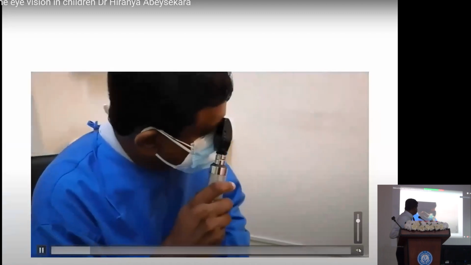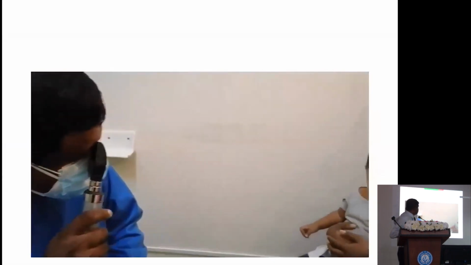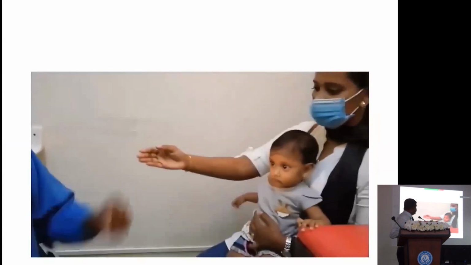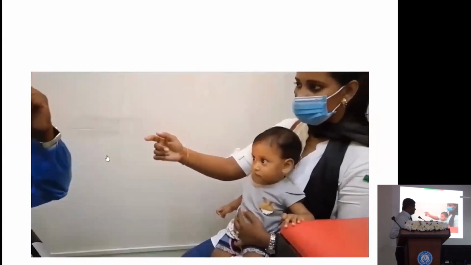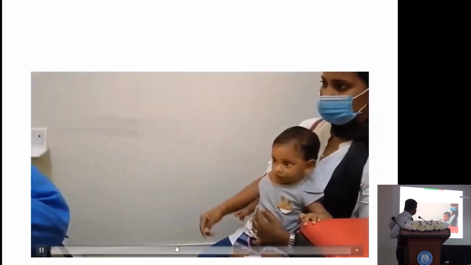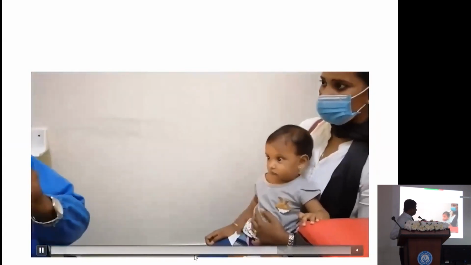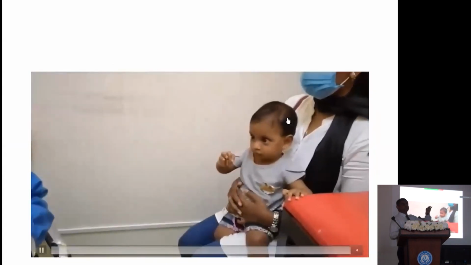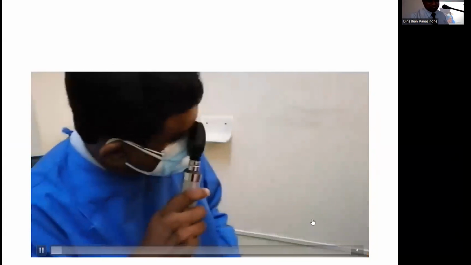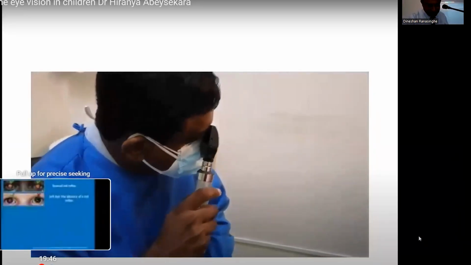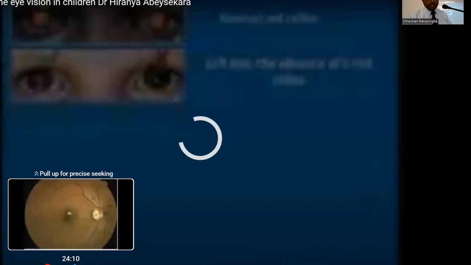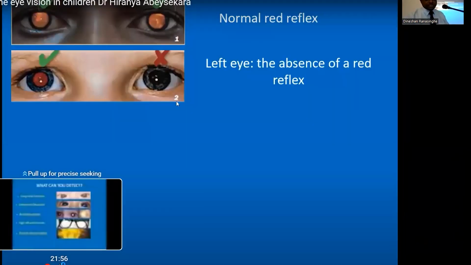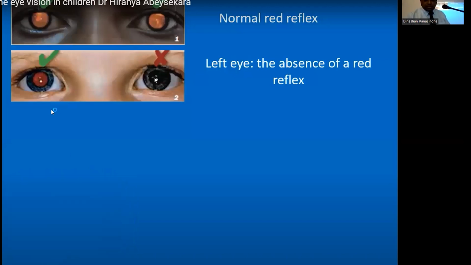So here, this is how you see the red reflex. This room is a little, a lot lighter. You should not have light to this extent. You should darken the room, not this room, the room where you are examining. Anyway, this bit we have explained earlier: what is normal red reflex and what is abnormal.